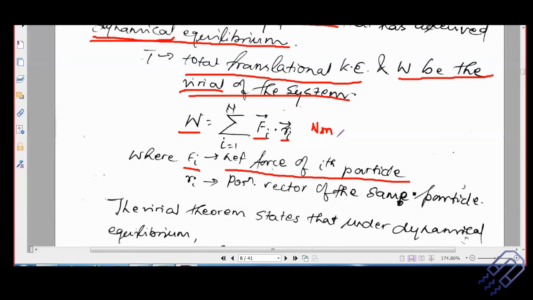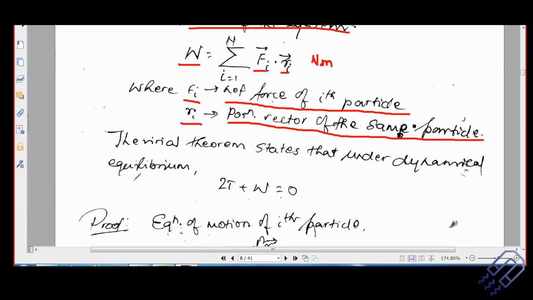Since we already have a good idea about statistical mechanics, this should not be very difficult, right? And then what is Ri? Ri is the position vector of the same particle. So we are considering a single particle here to understand the system. It's very simple. What does the Virial theorem state?